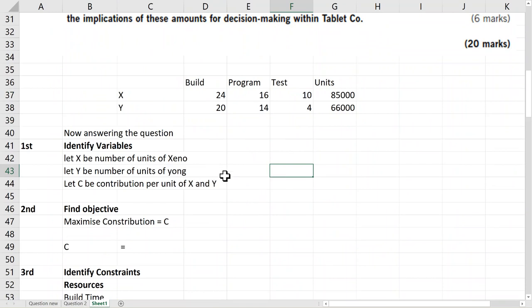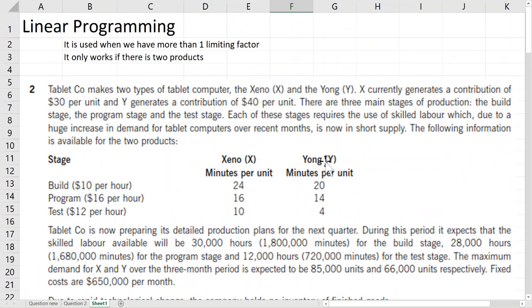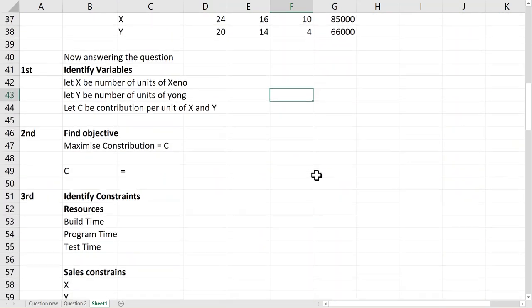The first thing we do is we identify variables. So one thing is x. The unit that should be x should be identified. In this question, it was already identified. Zeno was x and Yang was y. In some questions, it is not told. You have to specify which product is x and which product is y. And C would be our contribution of x and y. So three things: x, y, and C. And next is our objective.